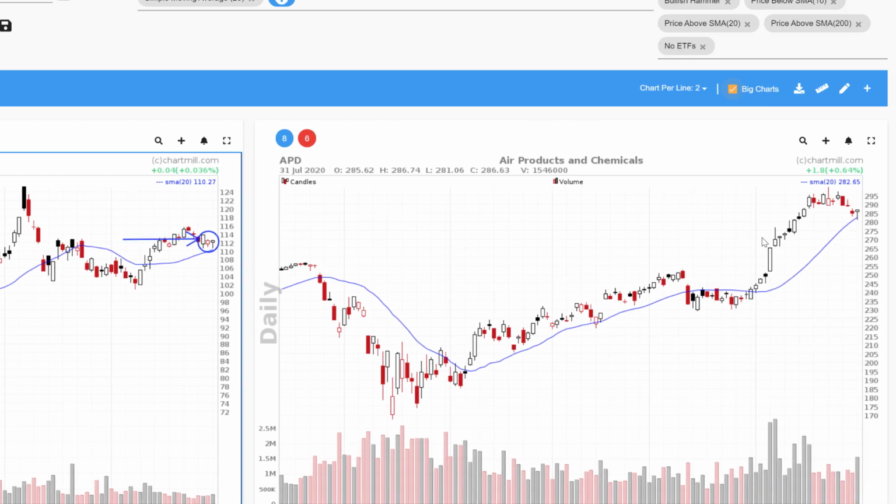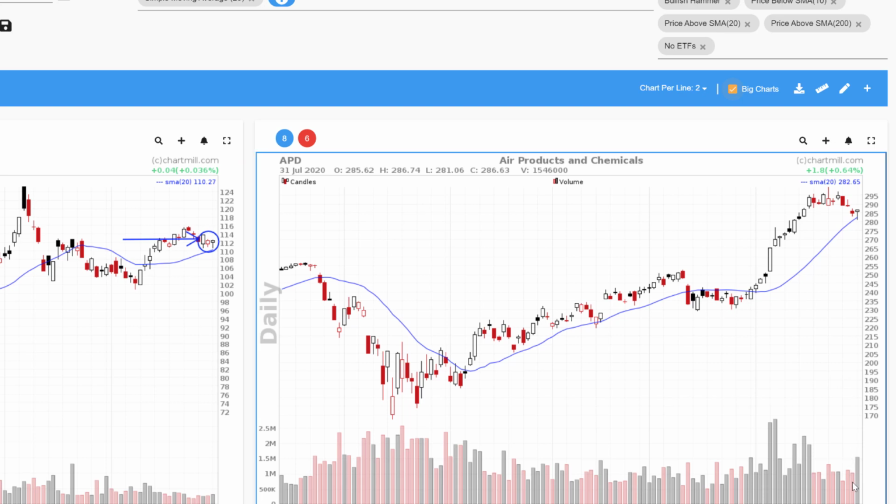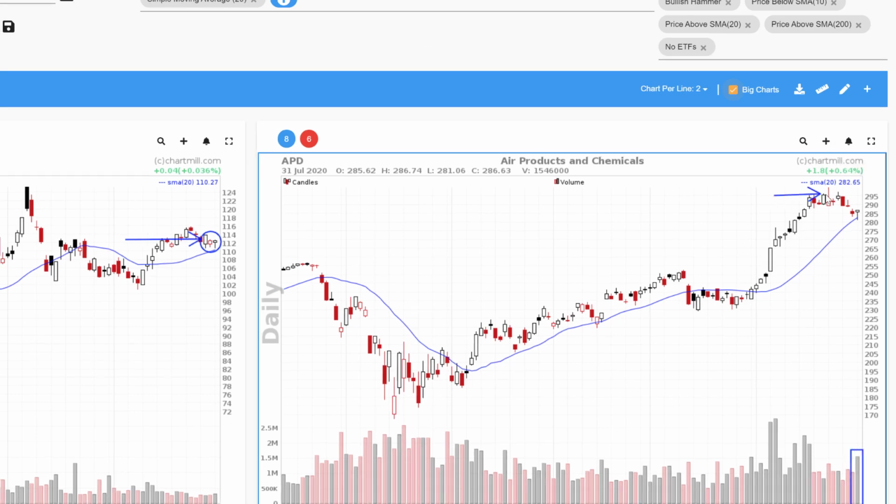Air Products and Chemicals. The shape of the candle is good and the volume is higher than average on that last candle. The only problem is that the high is not that far away from the current price. But I would still add this one to my watch list.